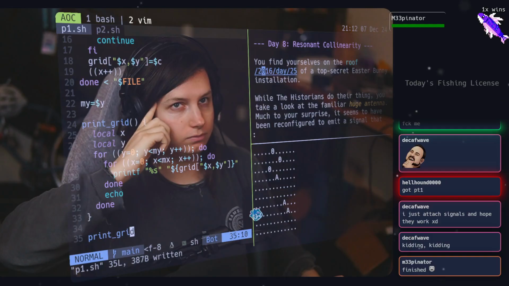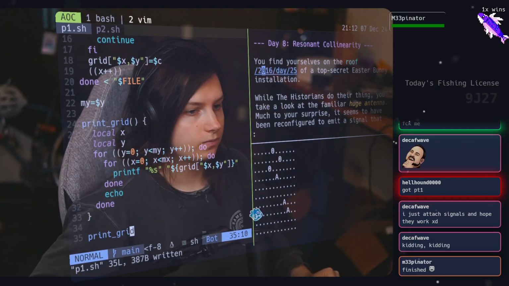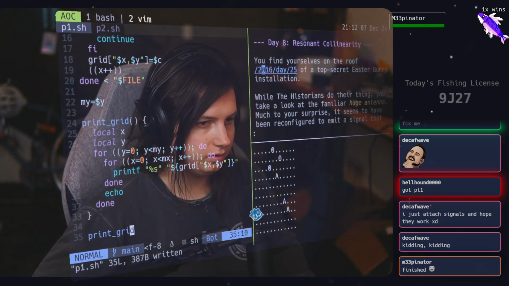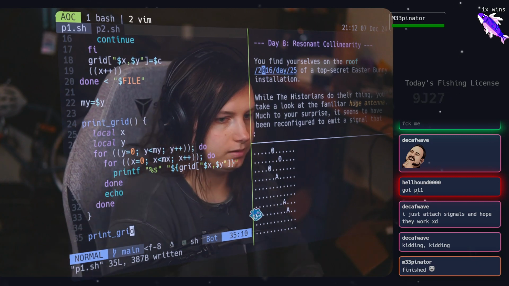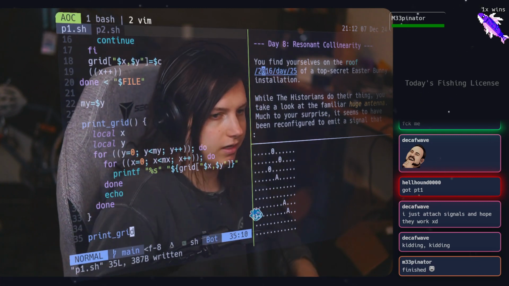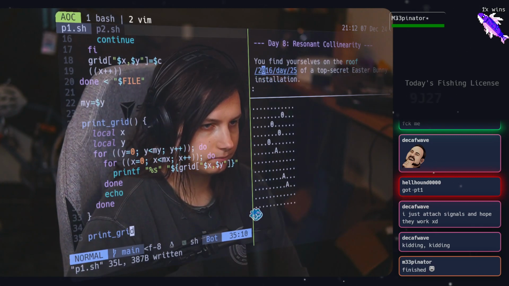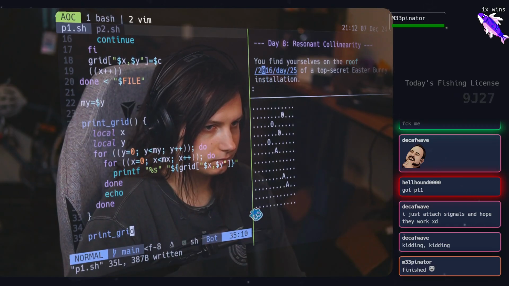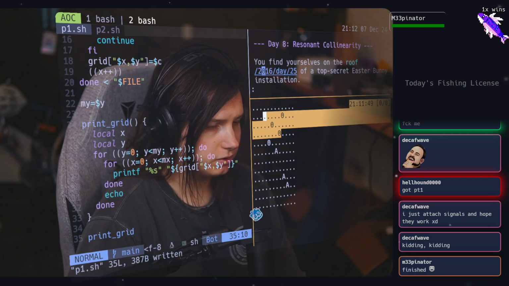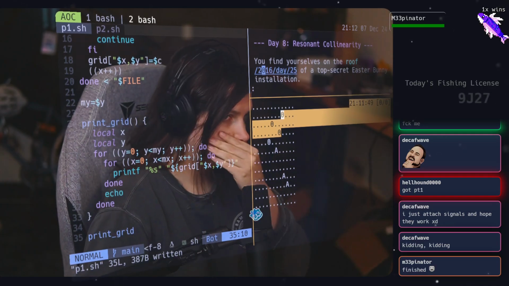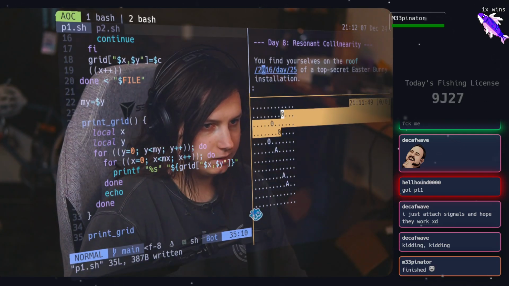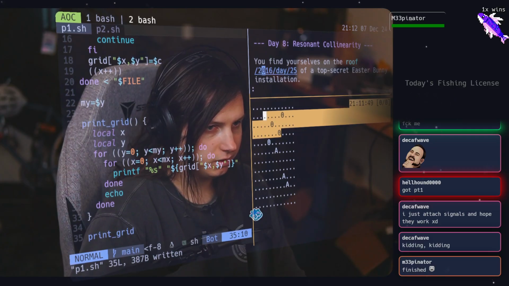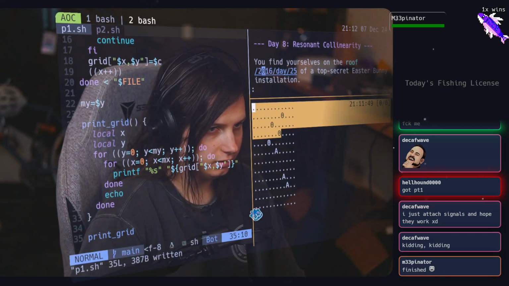So, we need to create a set of, like, we need to create a map of each frequency to all of its positions within the grid.